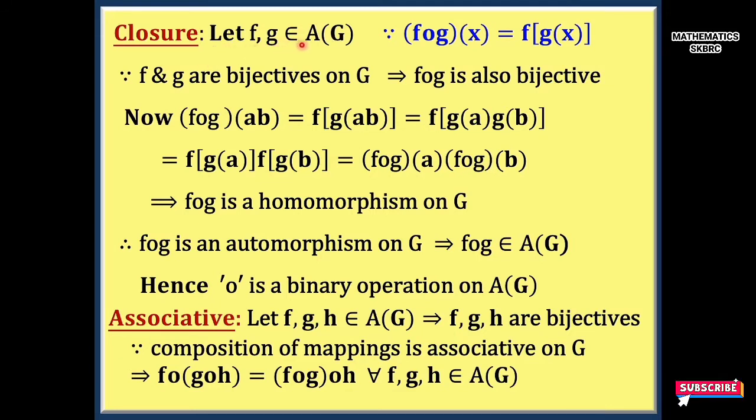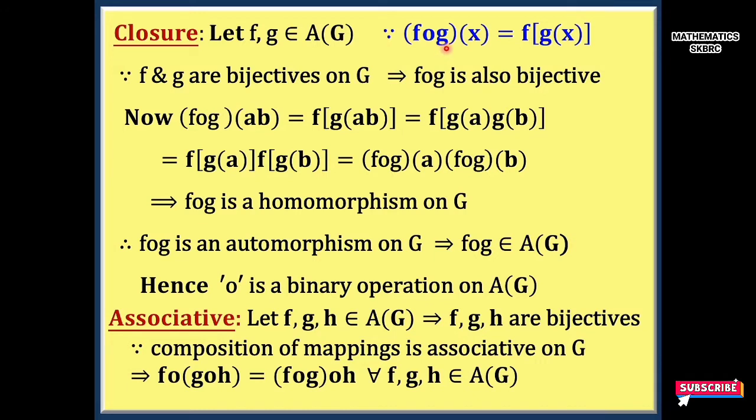Let f, g belongs to A of G. That means f and g are two automorphisms on G. Automorphism means one-one, onto and homomorphism. Since f and g are two bijective mappings on G, then f circle g is also a bijective mapping on G. Now we prove that f circle g is a homomorphism.